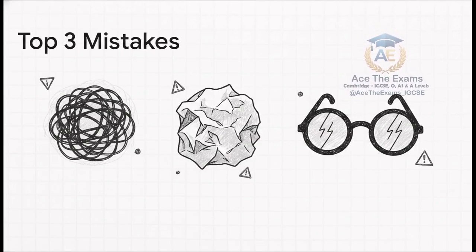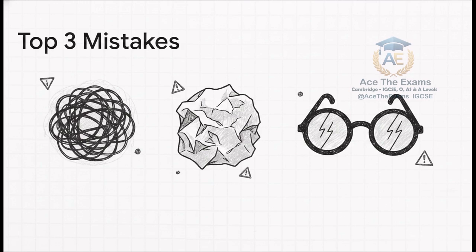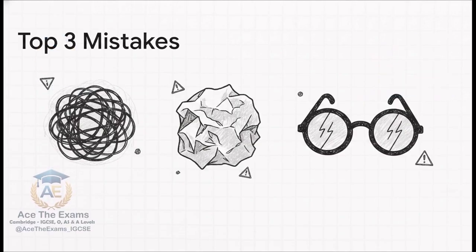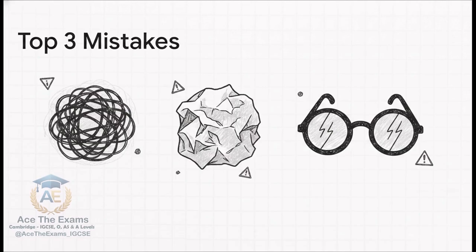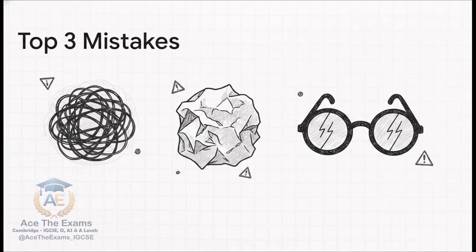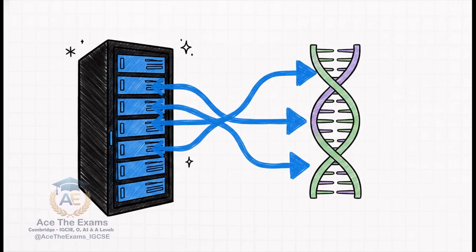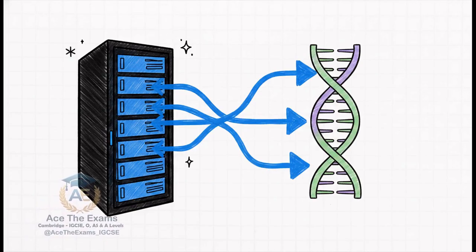Number 1, using the wrong approach. This basically means the student didn't deconstruct the question properly. Number 2, forgetting format and presentation. This is just throwing away marks by ignoring basic conventions. And number 3, the absolute fatal flaw, providing answers that aren't specific to the context given. I cannot emphasize this enough. The classic textbook mistake is providing generic answers.